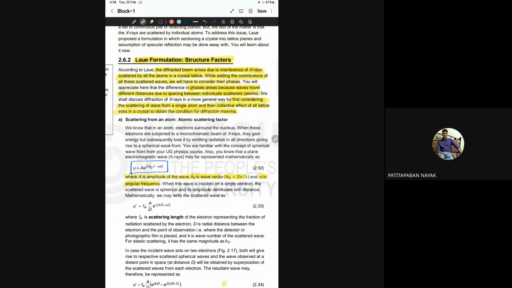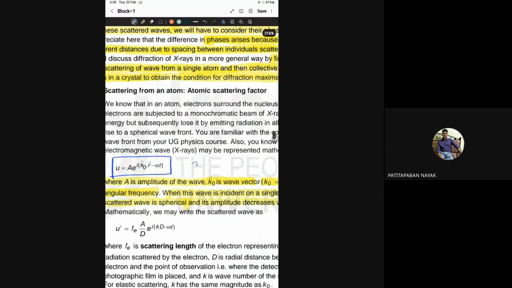When the wave is incident on a single electron, the scattered wave is spherical and the amplitude decreases with distance. This is important. When the wave is incident on a single electron, the scattered wave is spherical and the amplitude decreases with the distance. So mathematically, how exactly will you write it? This upper one is the incident.